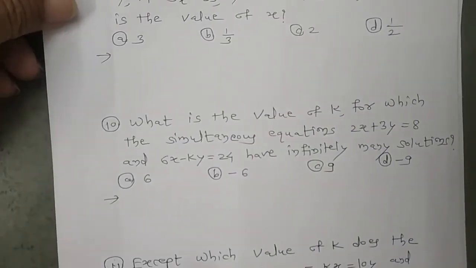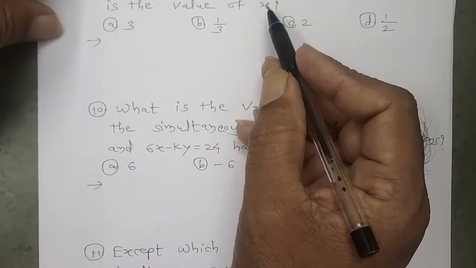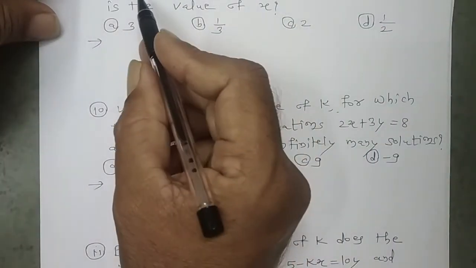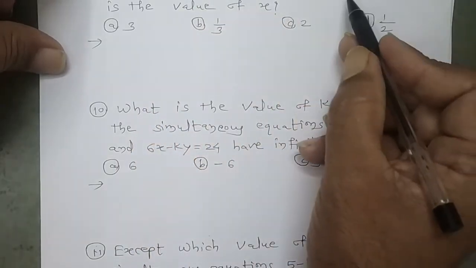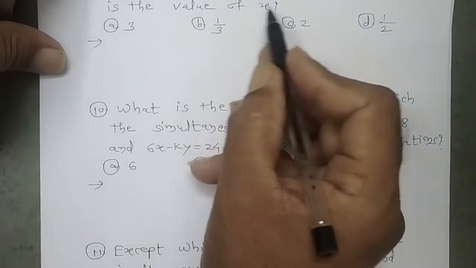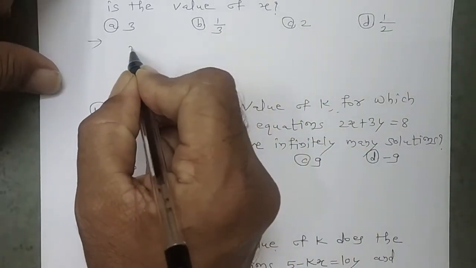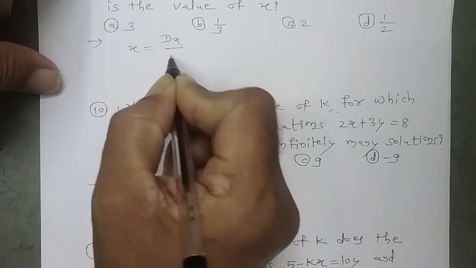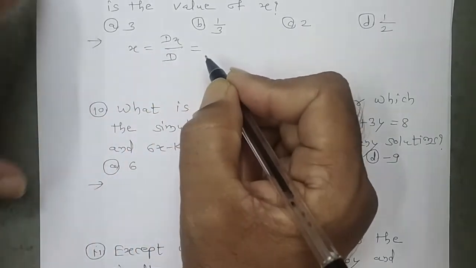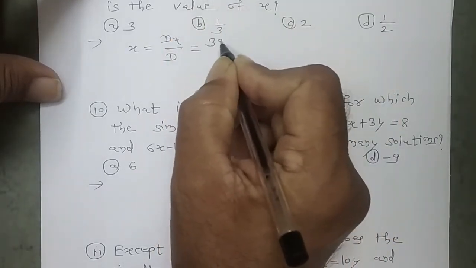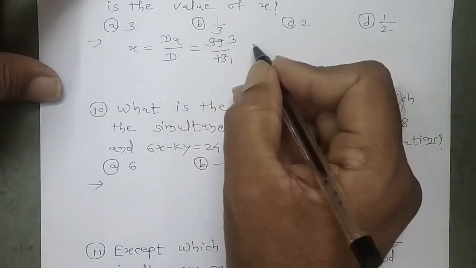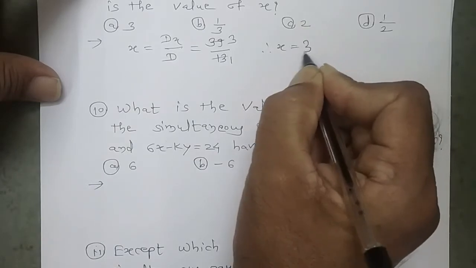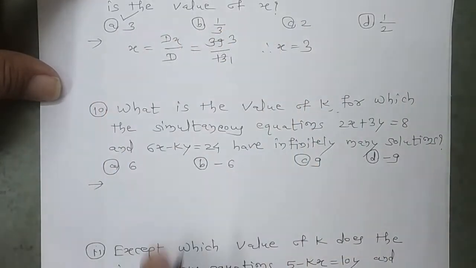Next question, number 9. For the simultaneous equations in x and y, if dx is equal to 39, dy is equal to 26 and d is equal to 13, then what is the value of x? Now we know the formula, x is dx upon d. What is the value of dx? 39, upon the value of d, which is 13. Dividing by 13, we get 3. Therefore x is equal to 3. Answer is 3.